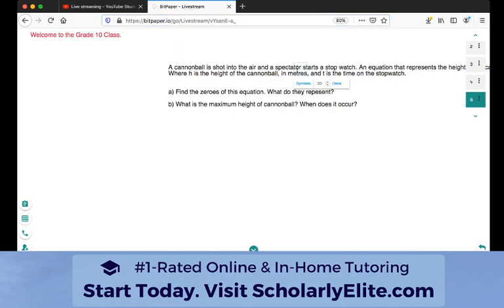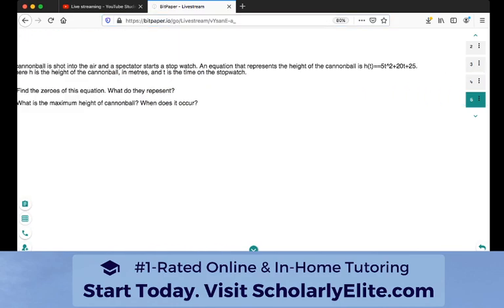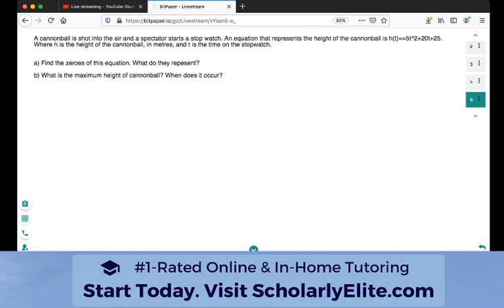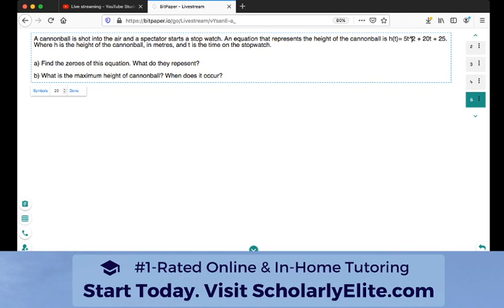Alrighty, guys. So let us move this over. Okay, so a cannonball is shot into the air and a spectator starts a stopwatch. An equation that represents the height of the cannonball is h of t. Sorry, that should just be one equals. Give me one second, guys. Is h of t equals 5t squared plus 20t plus 25. So as we can see, because we have a squared in there, we do have a quadratic equation.